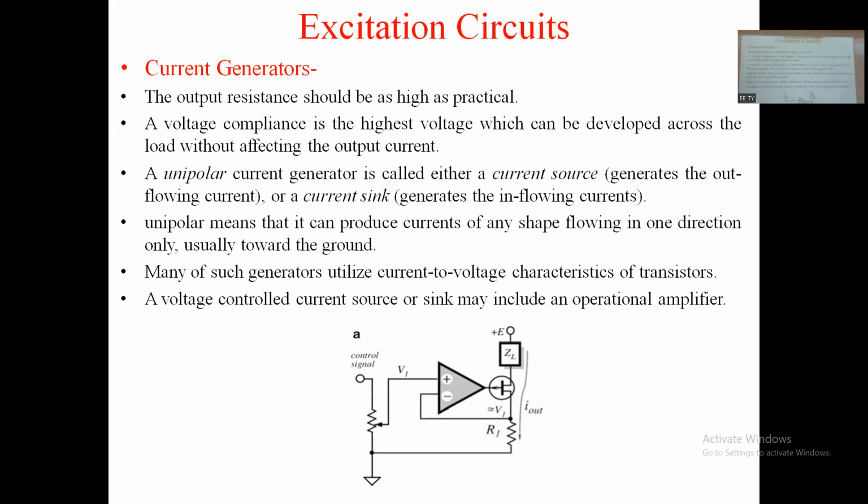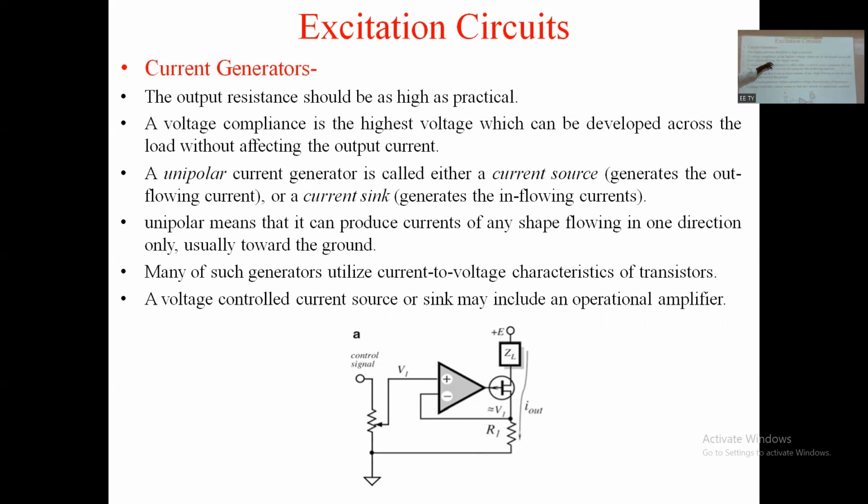Output resistance of a current generator should be high. Due to the output resistance being high, if any resistance is connected in series, then there is no effect of that resistance on the current generated. So current remains the same. The output resistance should be high as a practical matter. The voltage compliance is the highest voltage which can be developed across the load without affecting the output current.